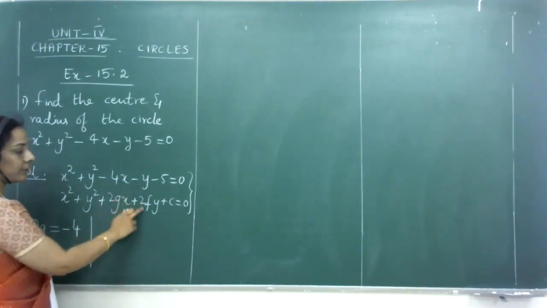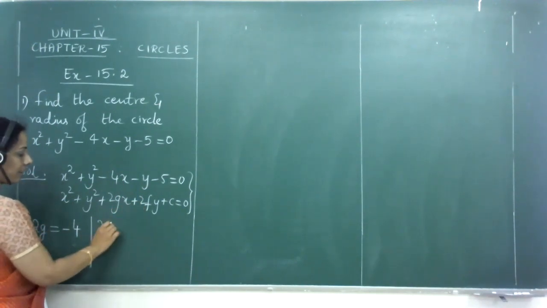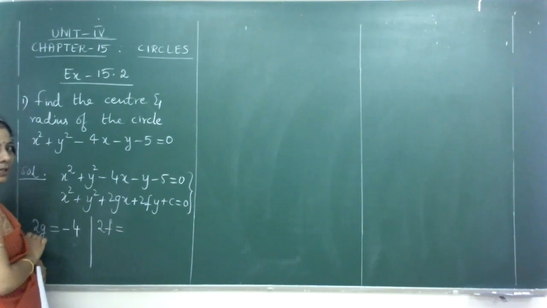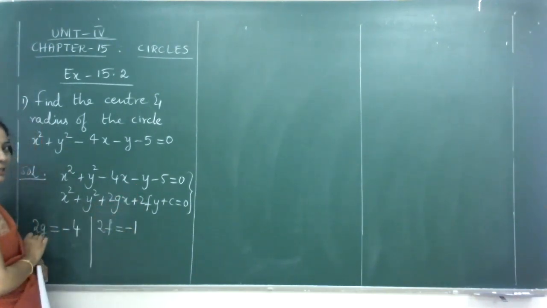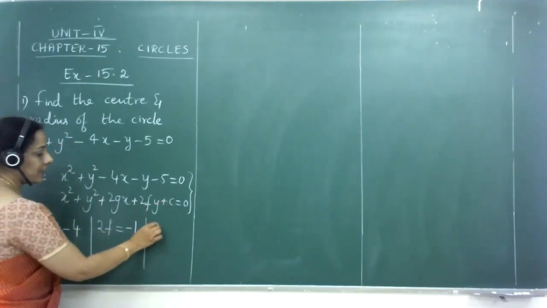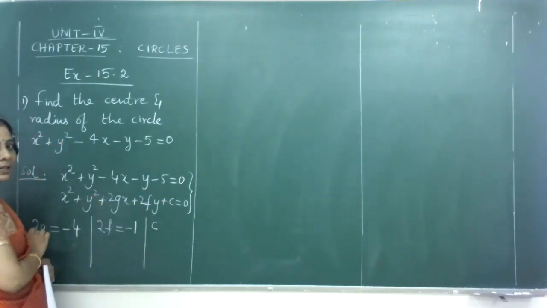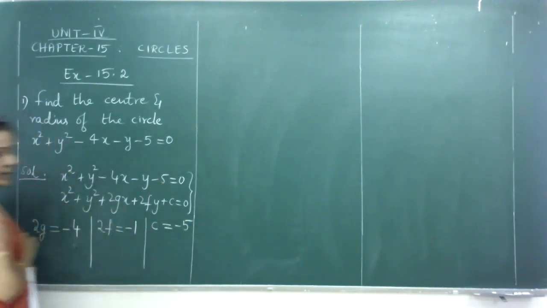Let us compare the coefficients of y in both the equations. In the general equation, that is the formula, you're having 2f, and in the given equation, the coefficient of y is minus 1. Similarly, compare the two constants in the equations. In the general equation, it is c. In the given equation, it is minus 5.